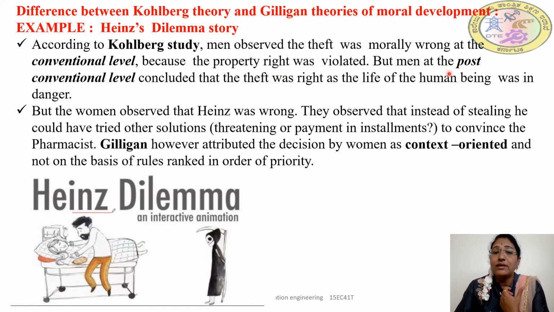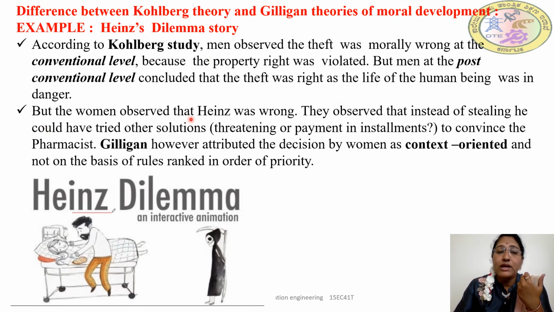But men at the post-conventional level concluded that the theft was right as the life of a human being was in danger. So at the post-conventional level, how do men think when they are more mature? They conclude that the theft was right, he is right, because a human being was in a dangerous situation. To save her, stealing is not wrong, it is right. So that is their thinking level. This is given by Kohlberg's study.